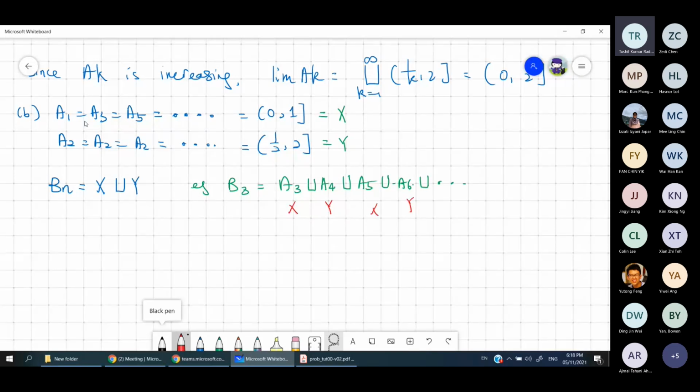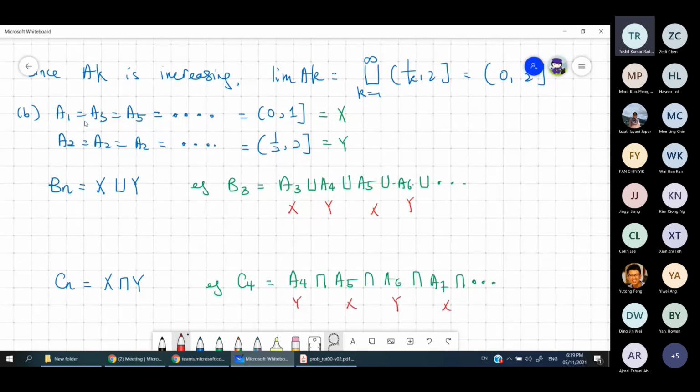Next, we look at what our C_n is. Likewise, we can compute our C_n. You can directly see C_n must be X intersection Y. Again, you can check, for example, C4 will be A4 intersect with A5, and A6 and A7 and so on. All the even terms are Y and the odd terms are X, so it's always the repeated sets X and Y, so it must be X intersect Y.